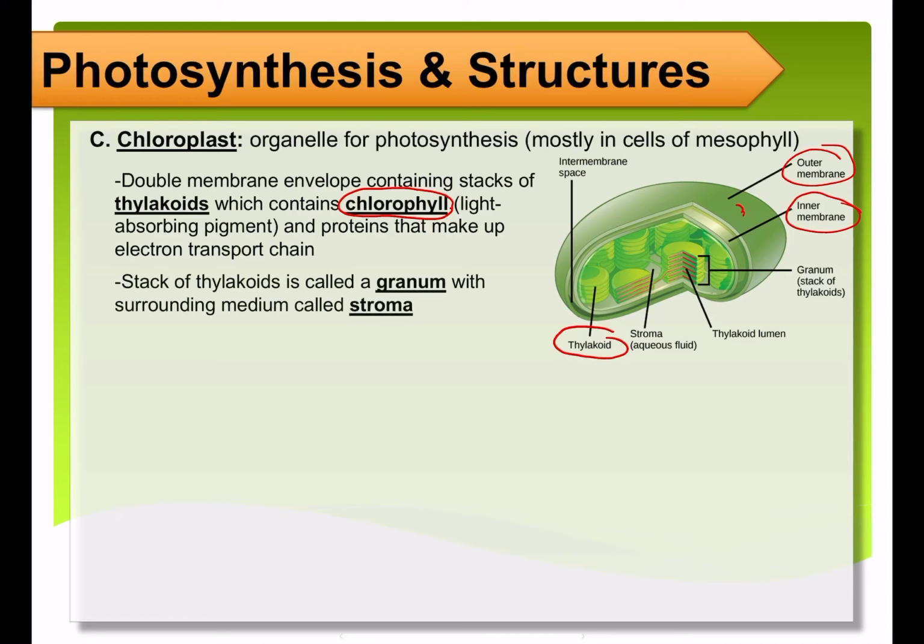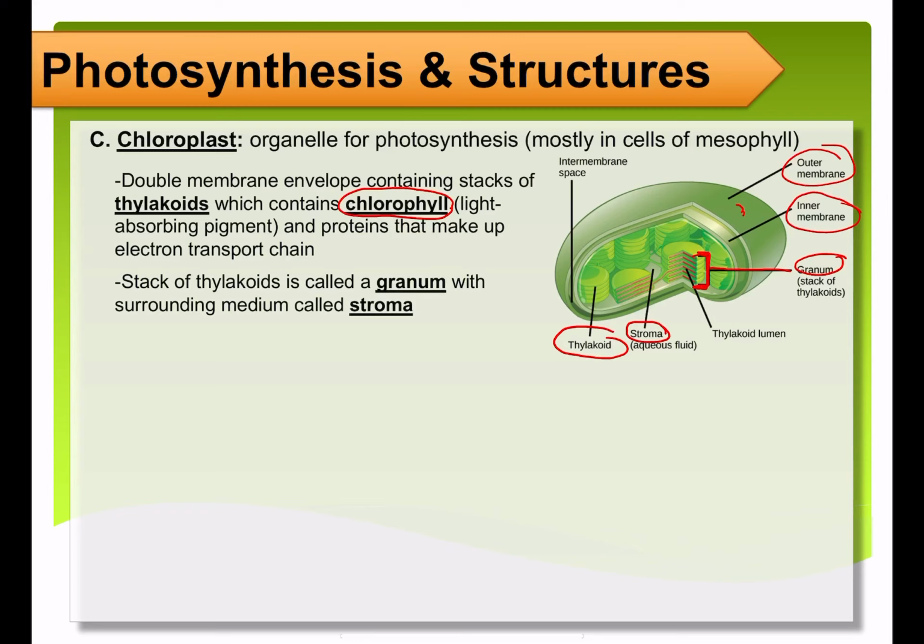Okay, so the stack of thylakoids as a whole is called a granum. So this stack of thylakoids is called a granum. And the surrounding medium within the chloroplast is called the stroma. So kind of like how we talked about the mitochondrial membrane, the cristae, versus the mitochondrial matrix, here we have the granum, or thylakoids, within the chloroplast for doing photosynthesis, and then the fluid within the chloroplast is called the stroma.